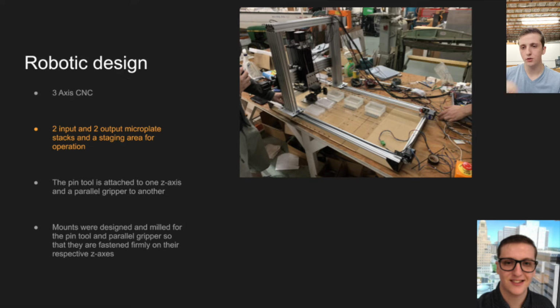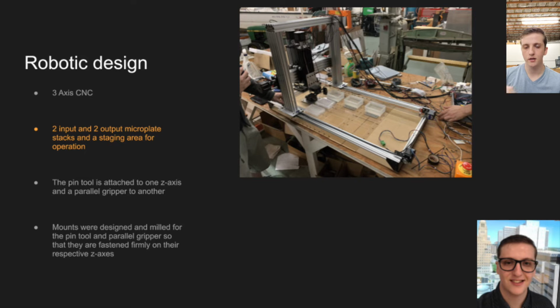The mounts that were designed for the pin tool and the gripper, I had to design myself so that they could be screwed into our C-beam rails. I had to mill clearance holes and thread T-nuts so that we could make sure that they're always held at a flat plane compared to the base, so all the pins go in at the same depth and the gripper can grip the plates appropriately.